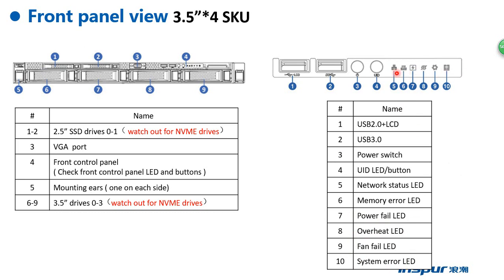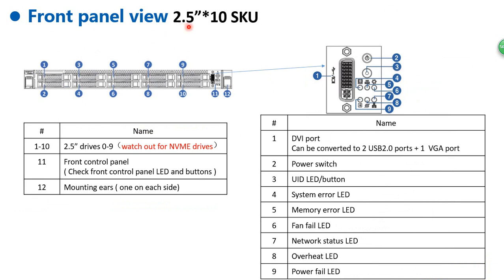If some indicator has a different light, it means the server has some error. We need to check the BMC web and collect the logs from our log tools and analyze where the error is, which part is broken. This page shows the 2.5 inch hard drive configuration, the front panel view. It can support 10 hard drives in this configuration. The other information is similar to the other configuration.